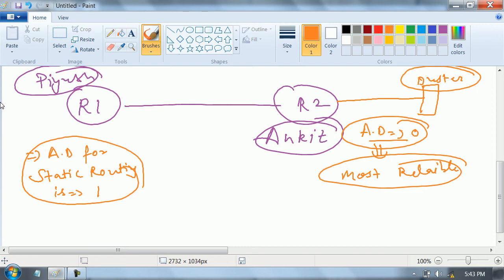That was something I said wrong. If Piyush wants to reach the duster, then reliability is 1. Fine. Sorry.